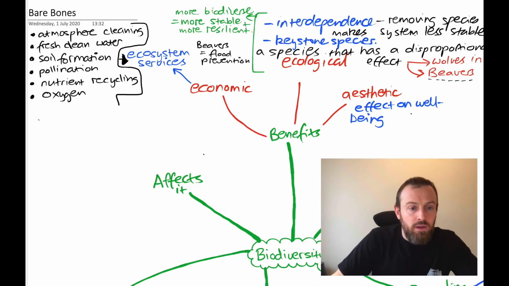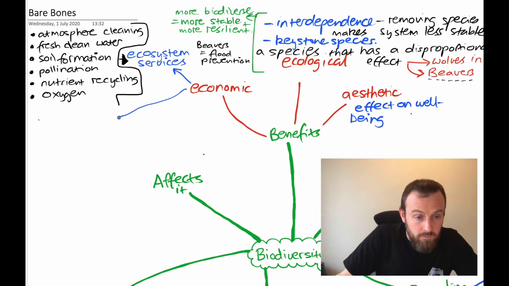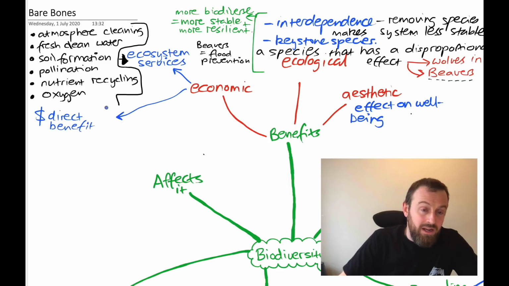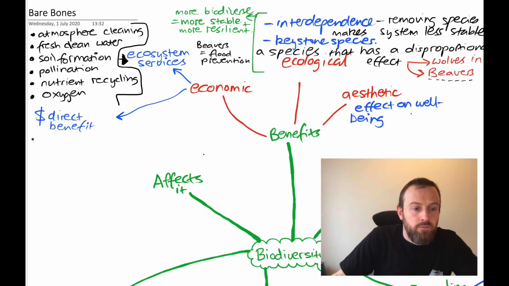The other economic reason is basically direct benefit. Okay, direct benefit. I'm going to go down here to fit it in. So there's a direct cash benefit, which we don't have to estimate the economic value of. We can actually just look it up. So chemicals in pharmaceuticals.